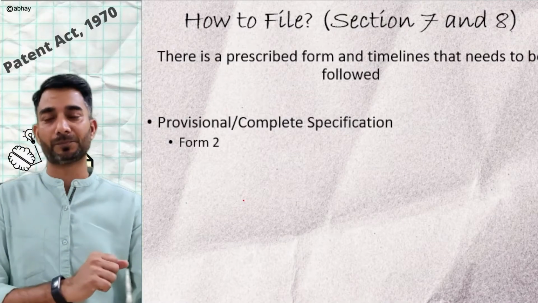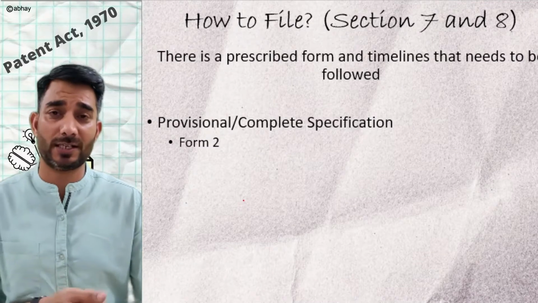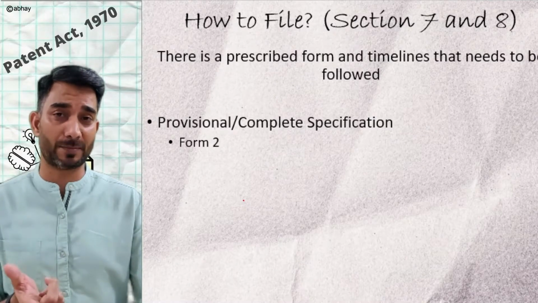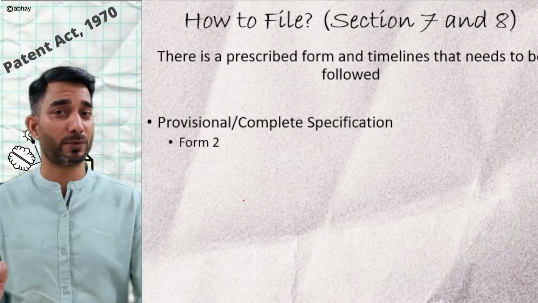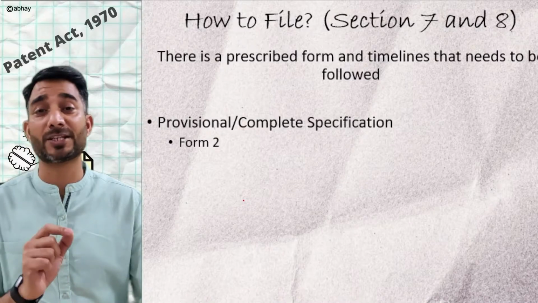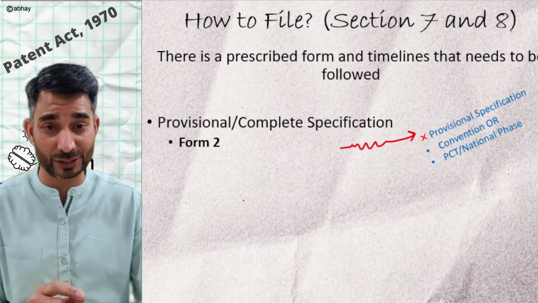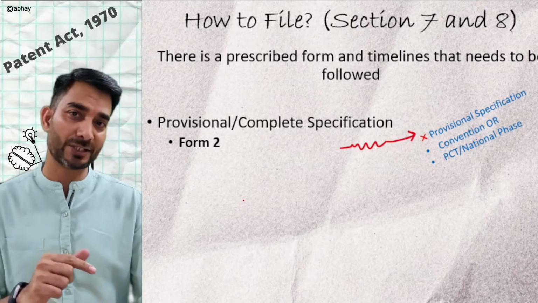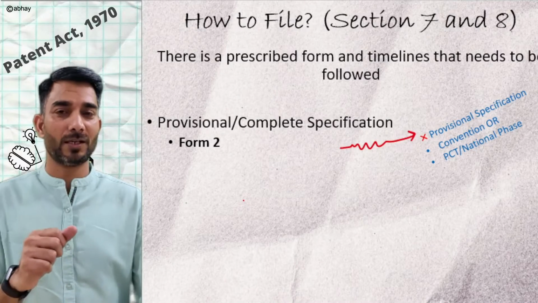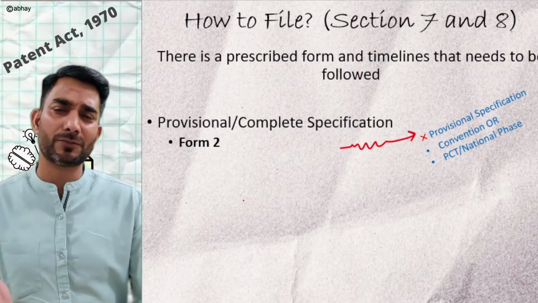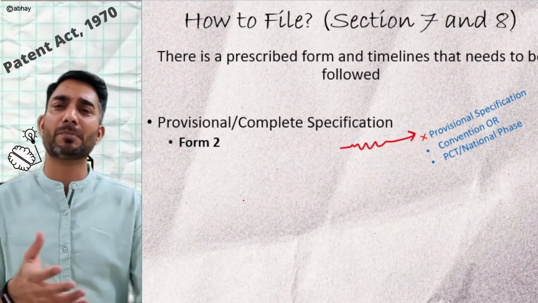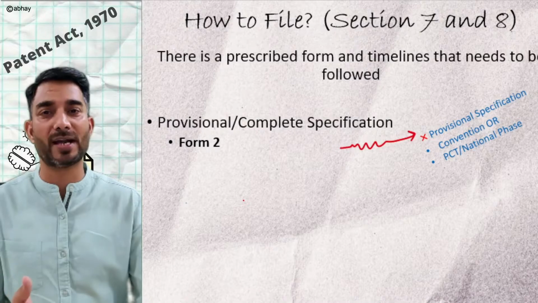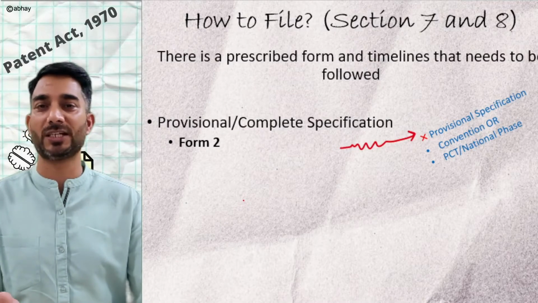A fun fact here, if the application is a convention application or a PCT national phase application, you cannot file provisional application. A provisional application cannot be filed for a PCT application or a convention application. Remember this. Talking of convention application and PCT application, it's not uncommon for applicants to file in multiple countries as the patent rights are territorial in nature. You need to file in all the countries where you seek the protection.